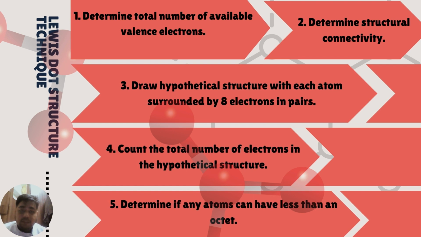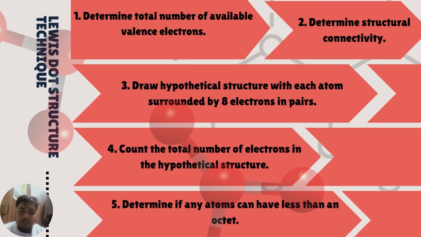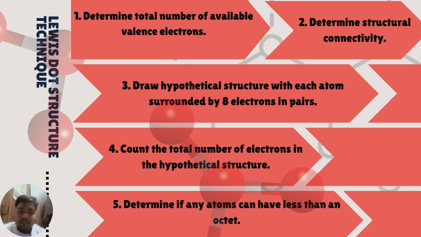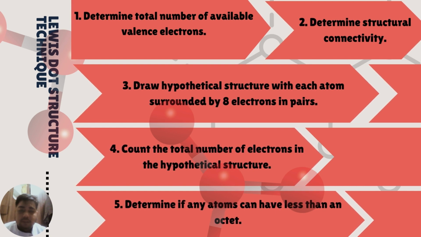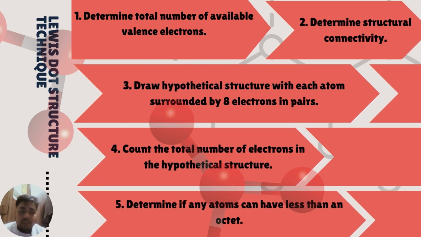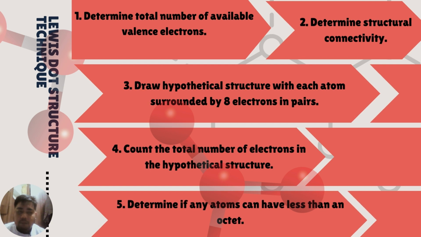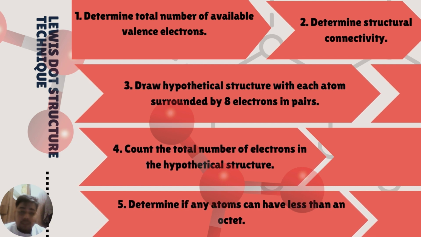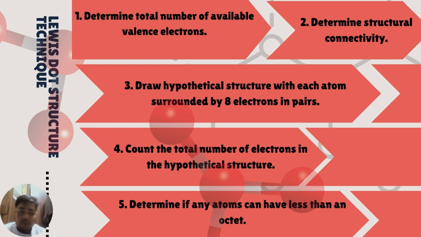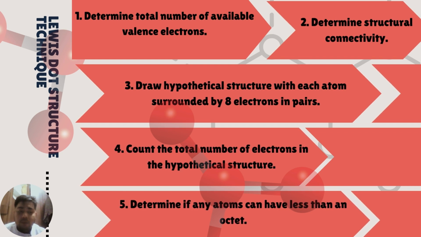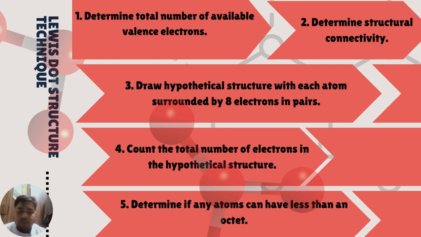Next is to determine the structural connectivity. First is the central atom. The central atom is usually the least electronegative element in the compound, and hydrogen and halogens are almost always connected to only one other atom, so they are usually terminal rather than central.